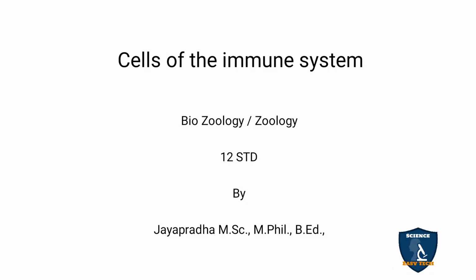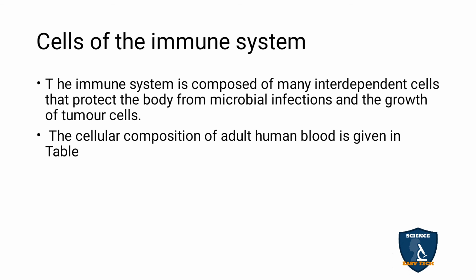Our topic is cells of the immune system. The immune system is composed of many interdependent cells which protect our body from microbial infection and tumor cells. So there are some cells which protect our body from microbial infection, nothing but the pathogens, and in our body itself there are tumor inducing cells. That cell's activity can be inhibited by these cells.